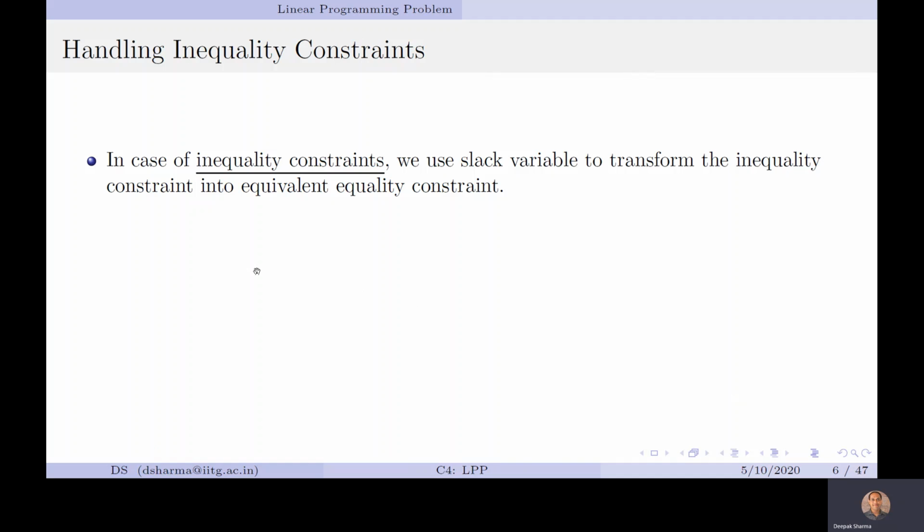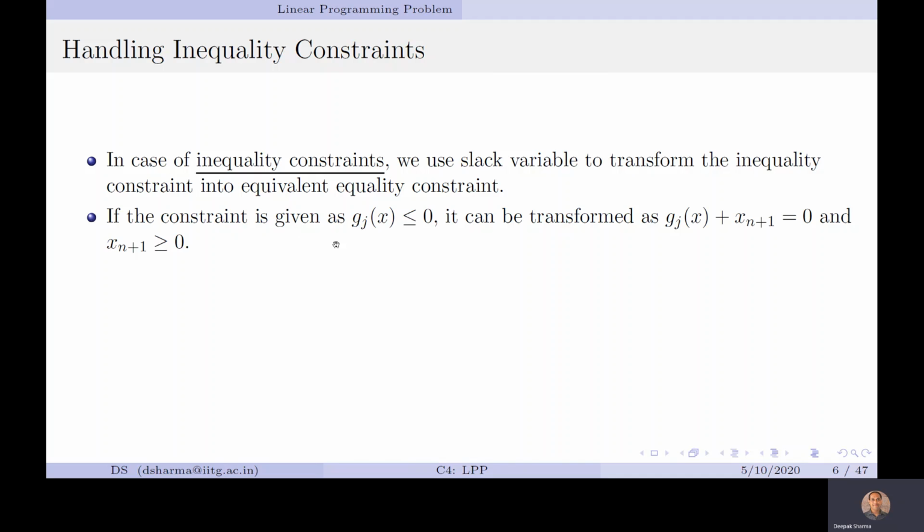Now, in the previous formulation, we have gone through the equality constraint, but as we know, we can have inequality constraints as well. In this situation, we use a slack variable to transform the inequality constraint into an equality constraint. Let us see how.